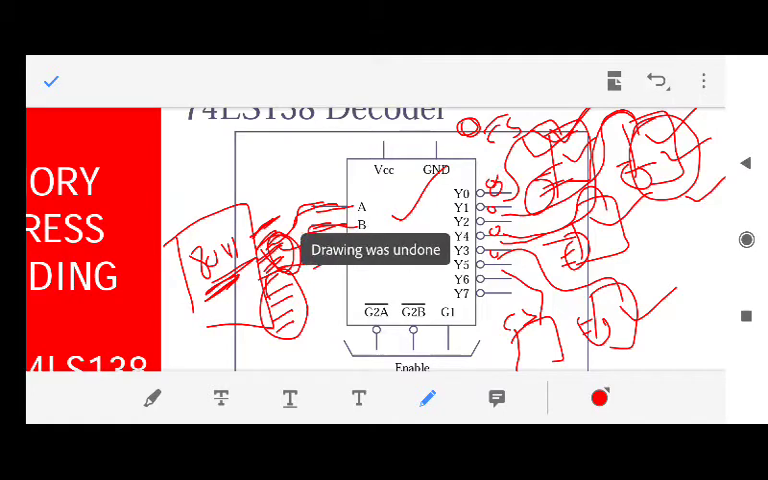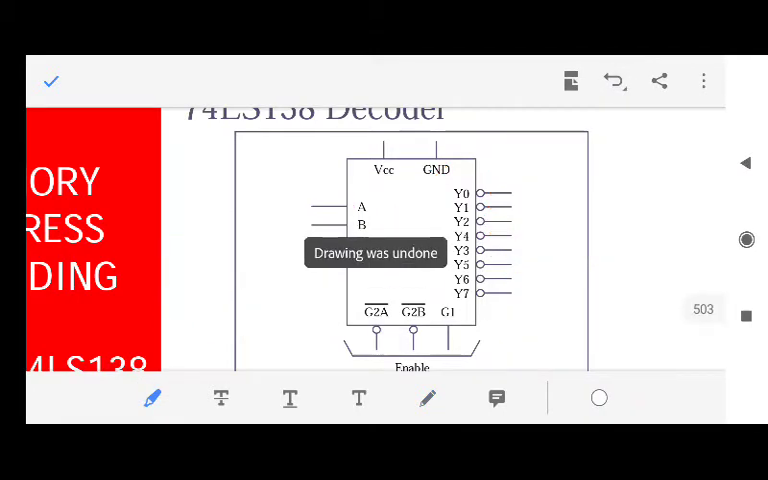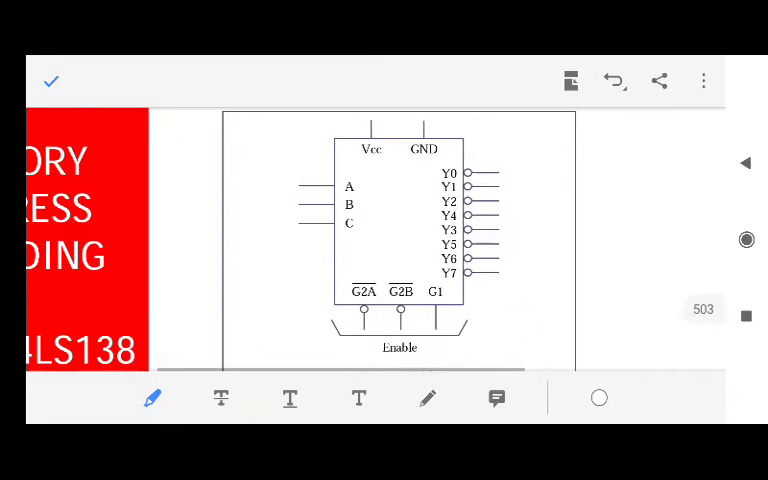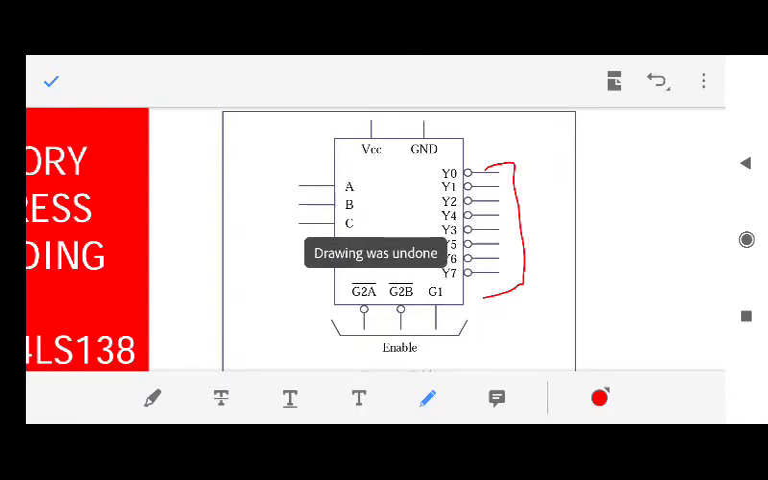So how to achieve this? This is very simple. This is a decoder, and a decoder will have only one output signal as 1 at a time. Let us make it more clear. You have 3 inputs, A, B and C. So when A, B and C are 0, 0, 0, the first output will be selected, the first output will be 1. When the input is 0, 0, 1, the second output will be selected.